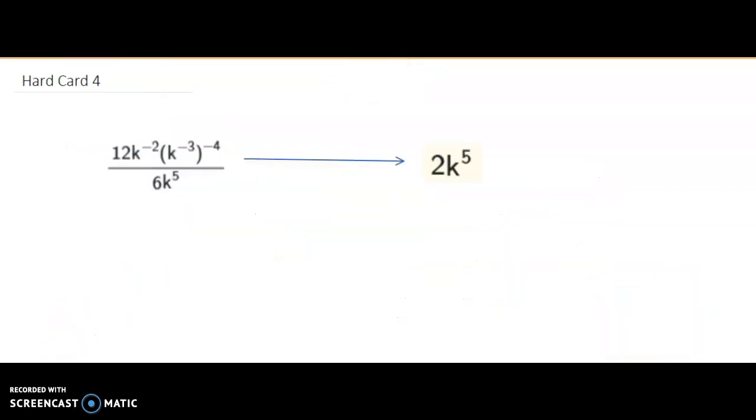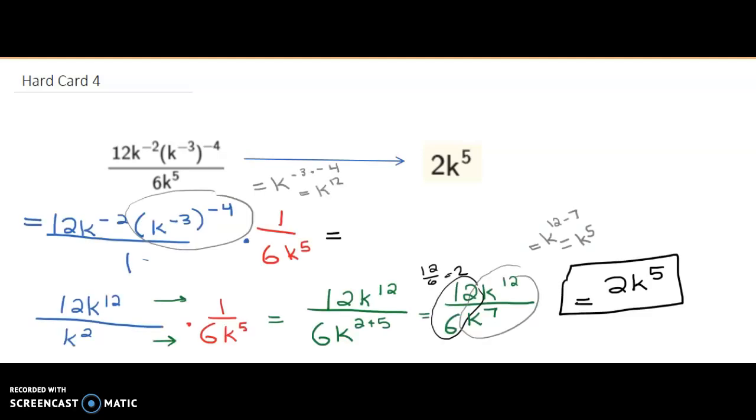All right, here's another difficult card. I highly encourage you, now that we've done an example of fractions and negative exponents, to pause this video, try to work this out on your own, do as much as you can, and then check yourself after you're done. All right, here's the worked out solutions.